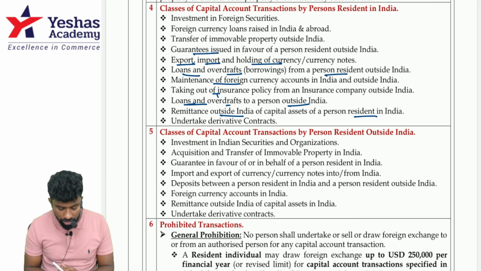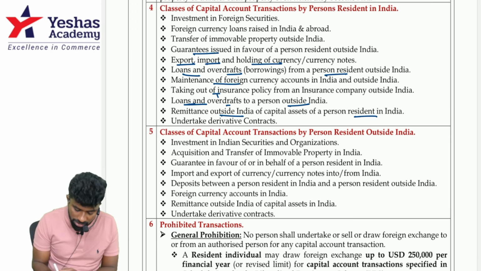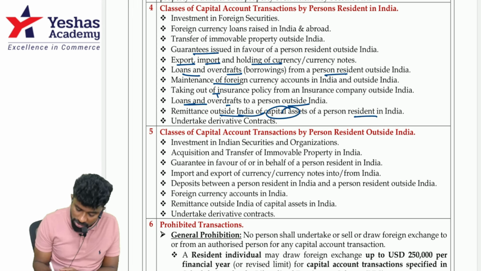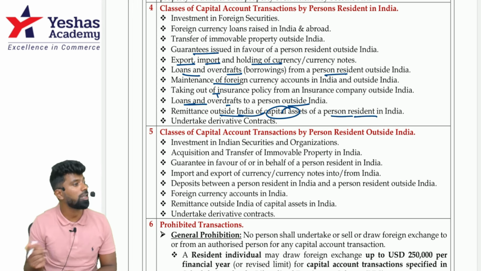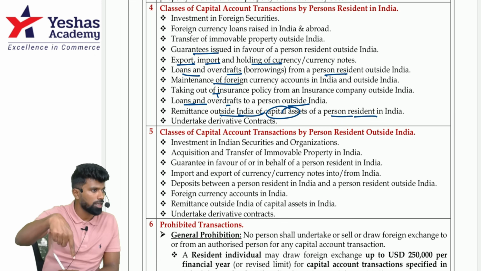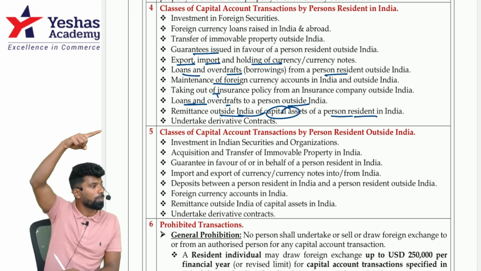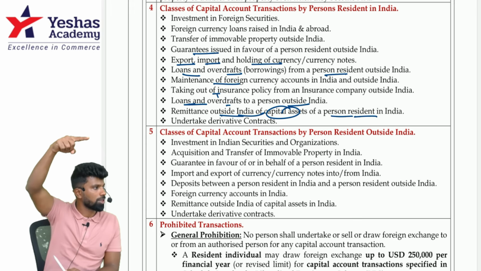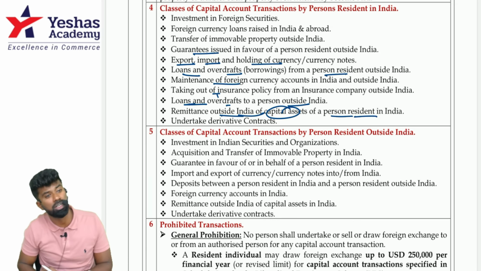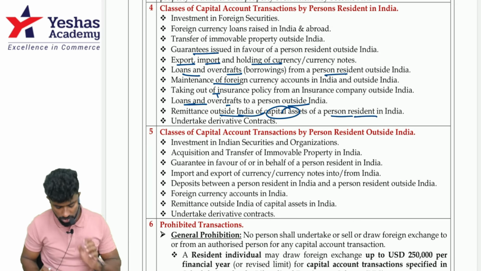Remittance outside India of capital assets of a person resident in India. Resident where? The person is resident in India, but he is remitting the assets outside India, which means selling outside India. It is also considered as what transaction? Capital account transaction.